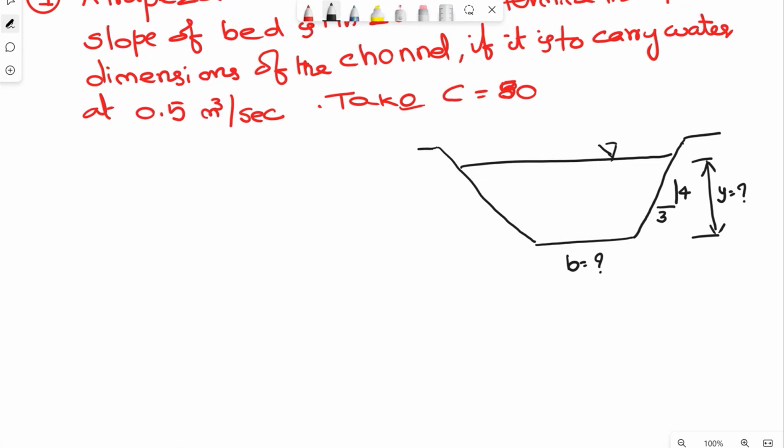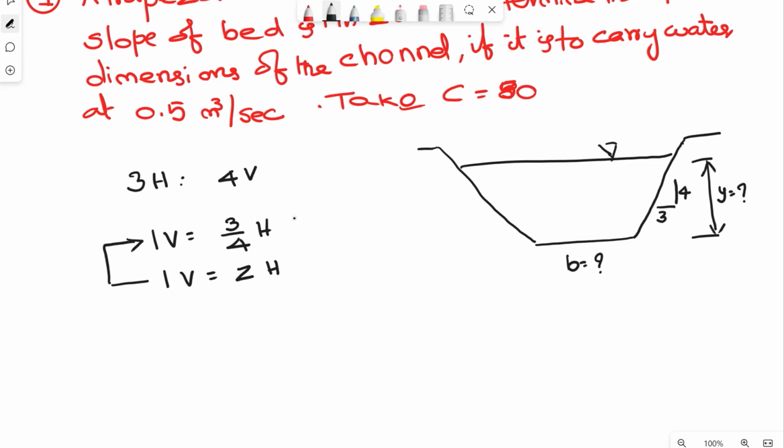So if they have given like that, what is Z? It is 3 horizontal to 4 vertical. So for one vertical, naturally it will be 3 by 4 horizontal. For us, generally it is one vertical to Z horizontal. This is our norm. So what is the Z value here? 3 by 4. This is the first thing.